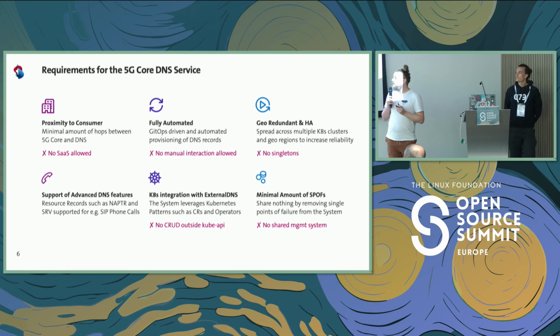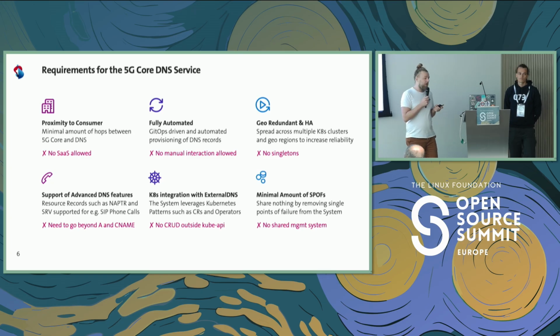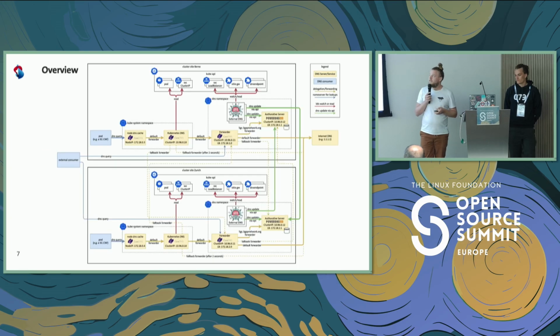And the last requirement is support of advanced DNS features. So we shouldn't just allow A and CNAME record creation, but also we need to support more advanced DNS features like SRV records or NAPTR. These are used in SIP phone calls and so on, so that's some mobile network magic. So this is basically the set of features that we need for our DNS system, and I'm going to show you the architecture now.